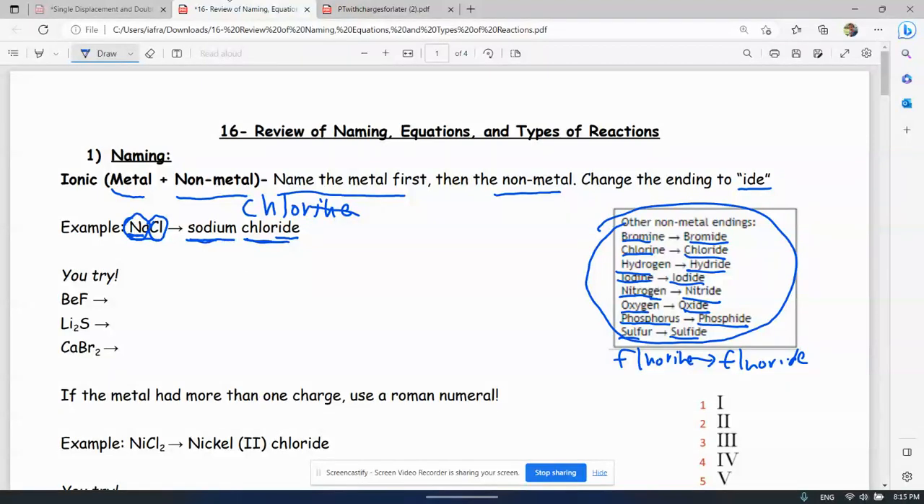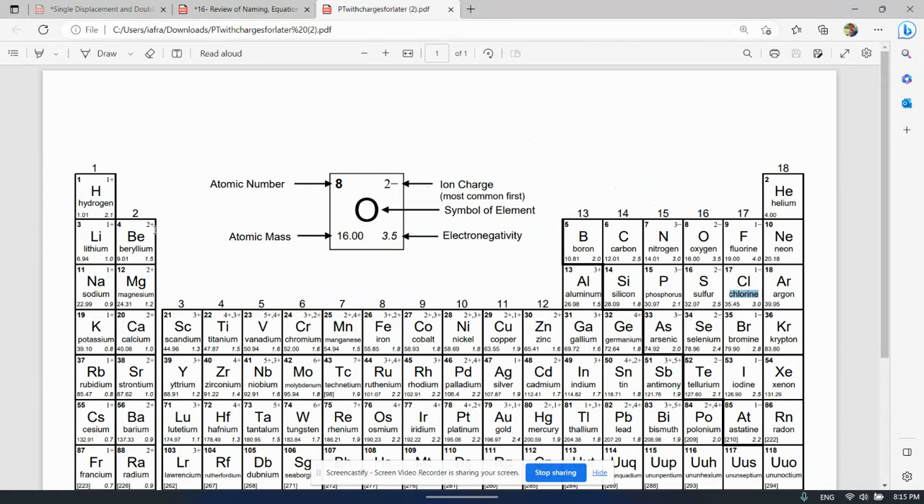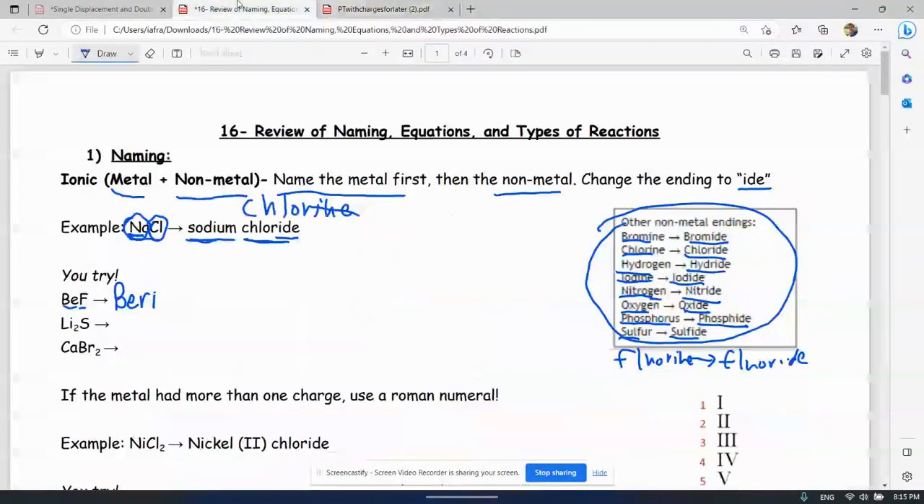So let's go ahead and try these here. I recommend you pause the video, try it yourself, and then check your work by unpausing the video and seeing my solution. So here we have BeF. Be is our metal, F is our nonmetal. We don't change the name of the metal, so that's beryllium. If you don't remember beryllium, it's over here. Beryllium. The nonmetal is fluorine, but the ending changes to fluoride. So beryllium fluoride.